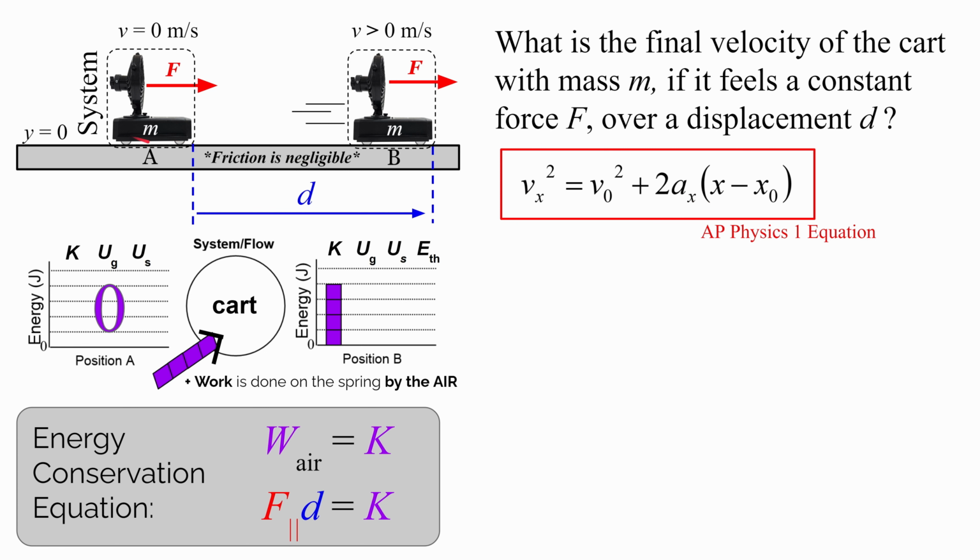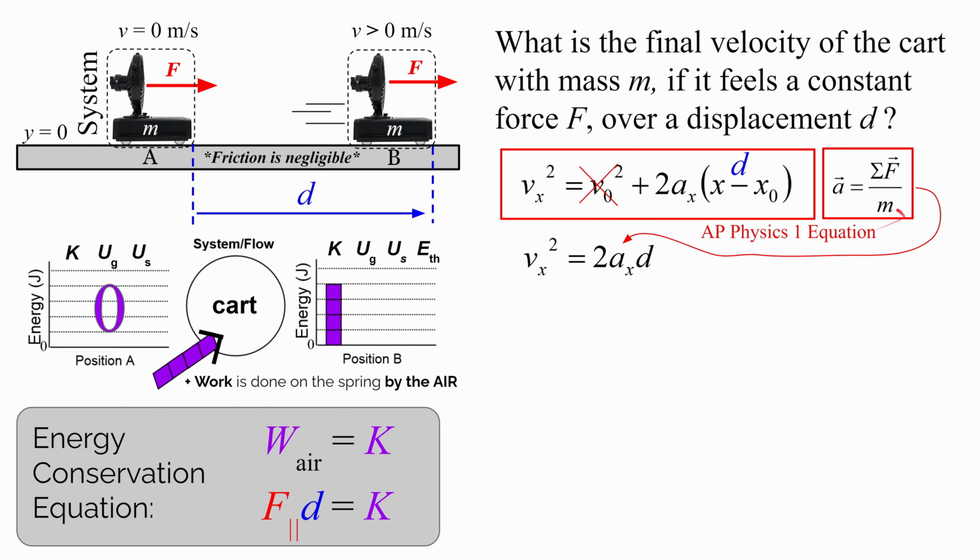Well, this cart starts from rest, so the initial velocity term goes away. 0 squared is just 0. And x minus x sub 0, remember, is the final position minus the initial position, which is the change in position or displacement. And given the symbols that we have here, we have a displacement, we'll just say d. So we can rewrite our simplified equation as the final velocity squared that the cart reaches is just equal to 2 times its acceleration times its displacement d. If this fan cart is feeling constant force over its displacement, then it should have a constant acceleration.